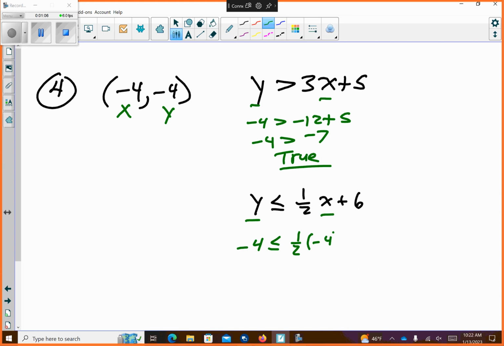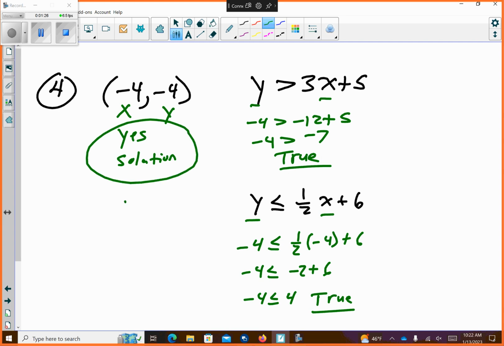1/2 times negative 4 plus 6 is negative 2 plus 6, which is 4. Is negative 4 less than positive 4? So it's true on both. It's true on both. So yes, this is a solution of the problem.